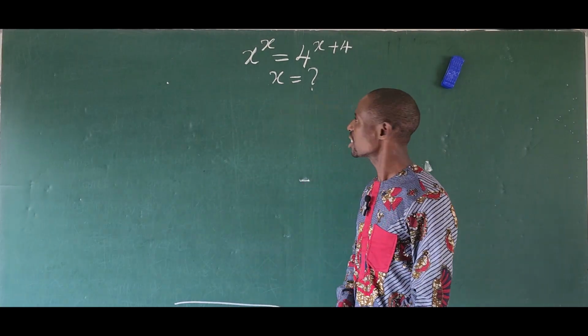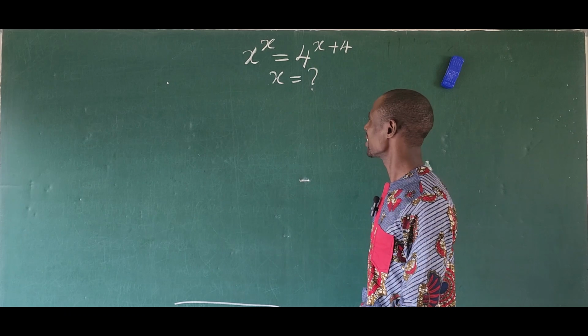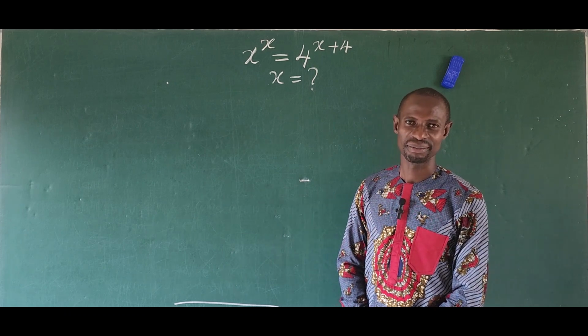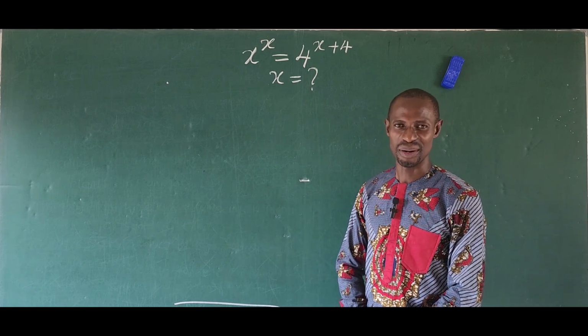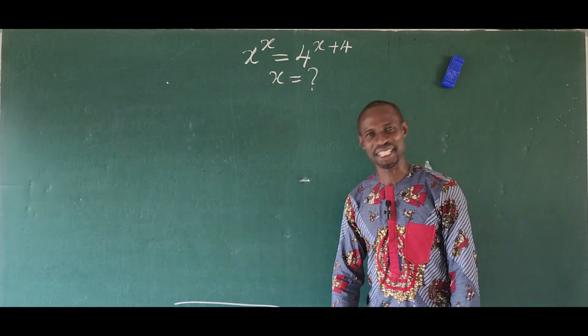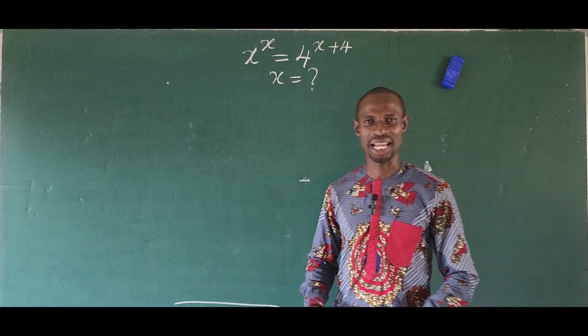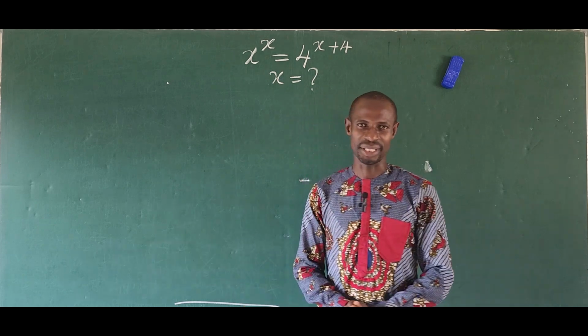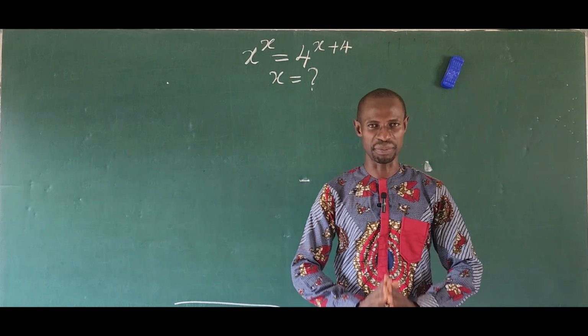We have a nice exponential challenge here. The question is x to the power of x equals 4 to the power of x plus 4. What then is the value of x that will satisfy this? If you look at this, it appears easy, but how do we solve this algebraically?